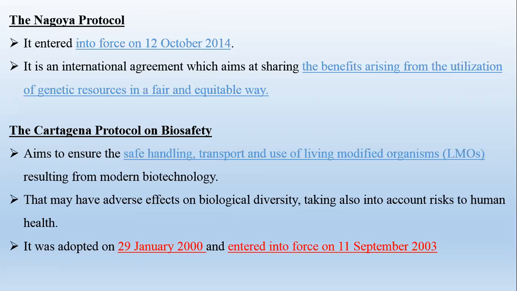So all this is about the Convention on Biological Diversity. Now, the next important point is the Indian Biological Diversity Act 2002, its features and benefit sharing, that we will discuss in our next lecture.